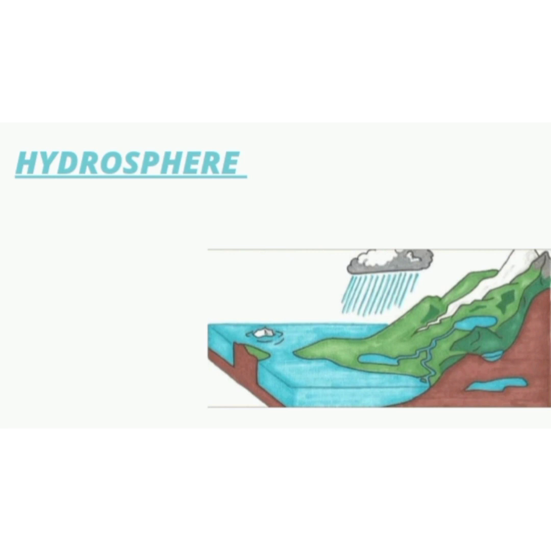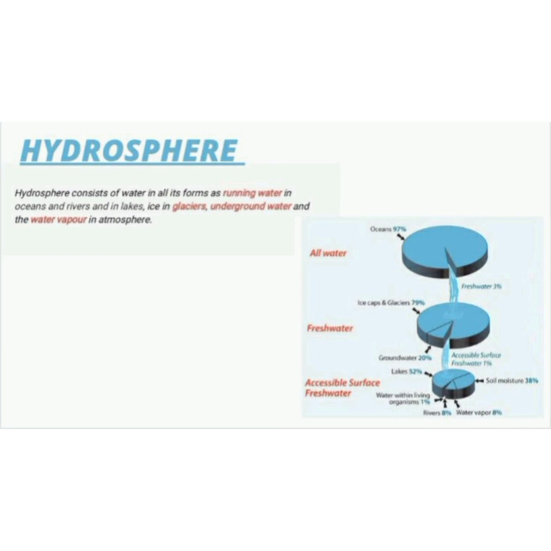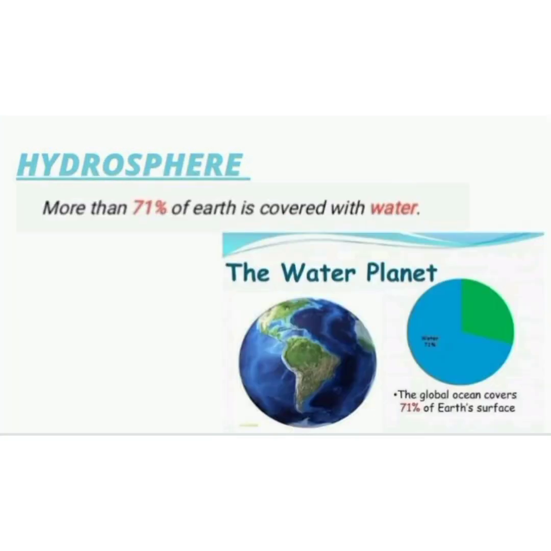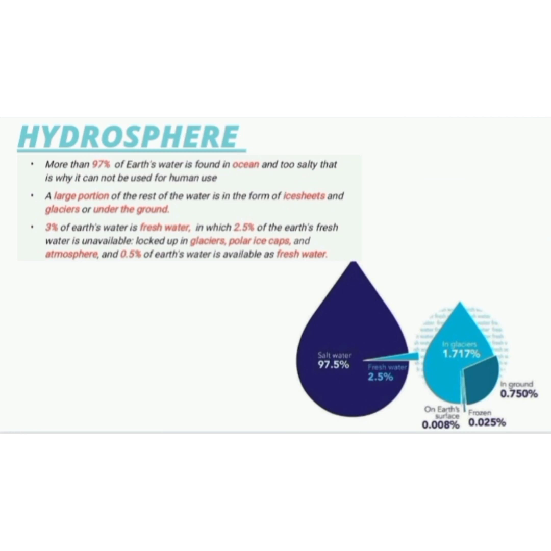Now we will study about the hydrosphere. Hydrosphere consists of water in all its forms, as running water in oceans and rivers and in lakes, ice in glaciers, underground water and the water vapor in the atmosphere. And you see that more than 71% of earth is covered with water. More than 97% of earth's water is found in the ocean. And it is too salty. That is why it cannot be used by humans.